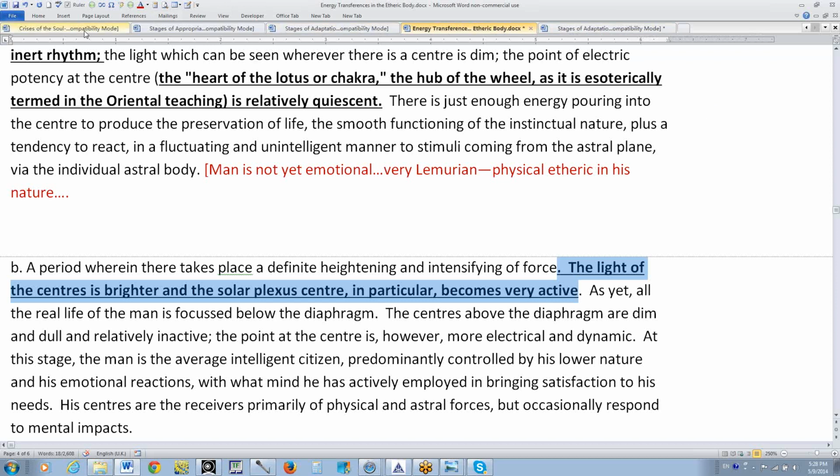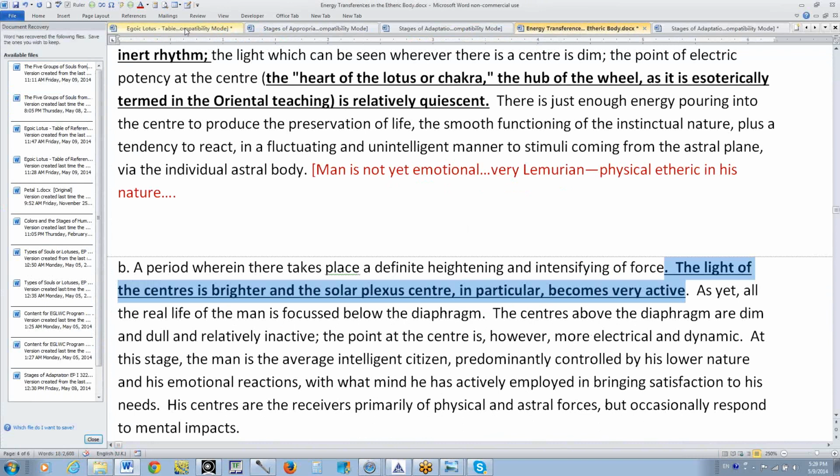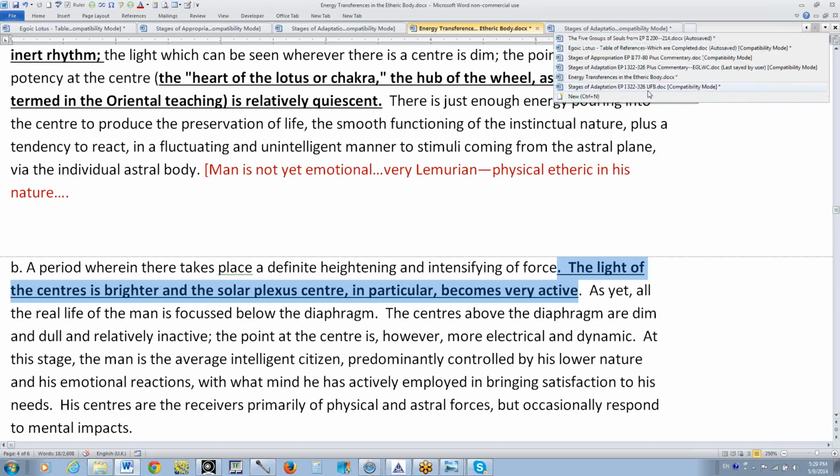Let's see, how did he describe that? I think I'm going to leave this one out. And maybe Egoic Lotus table. Well, I don't know if I should go on a hunt for that, but he does talk about, in the 5th group, describing that fifth group, he does talk about almost the excessive intensity of emotion, even for the average good person. Let's see. Maybe I just should find it.